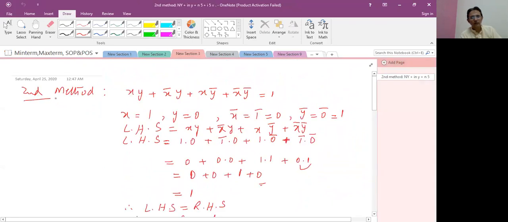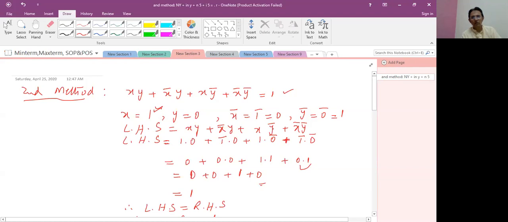Now the second method, where we consider minterms identically equal to 1. So here, if we take the value of x as 1 and y as 0, it means the complement of x, which is the complement of 1, is 0. Or when we consider the variable y, the complement of 0 is 1. So first we take the left hand side, then we put here the values of x and y. X is 1, y is 0. The complement of x is 0, the complement of y is 1.